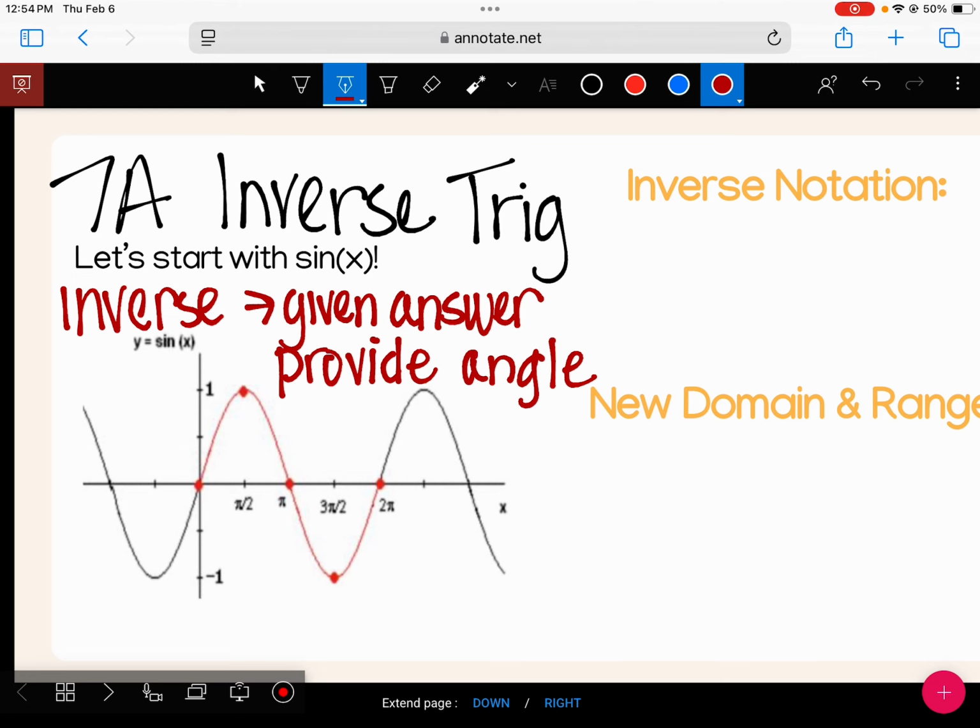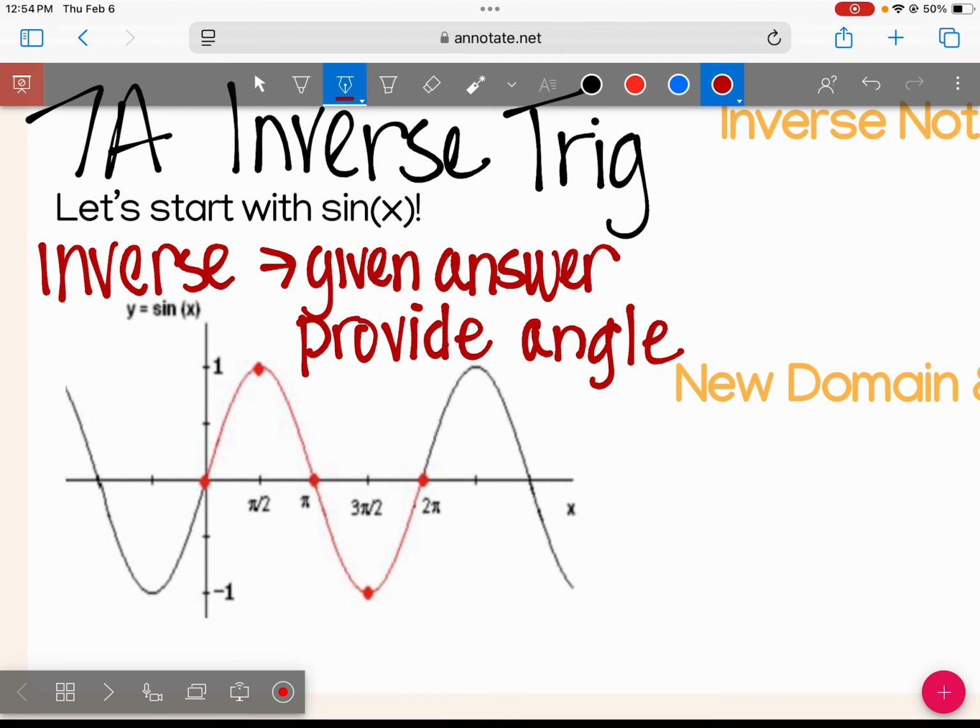So who remembers horizontal and vertical line tests? All right, that's how you can tell if a function is one-to-one. And when we look at our sine and cosine graph, it is not one-to-one because it fails the horizontal line test. It'll pass a vertical line test because it's a function. But if I draw a horizontal line like this, do you see how that horizontal line crosses it more than one time?